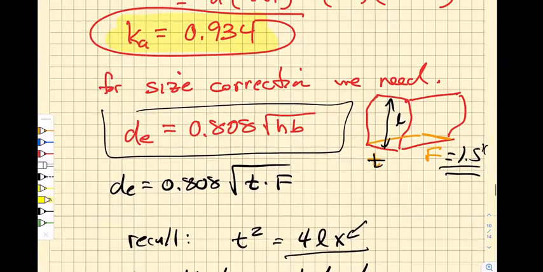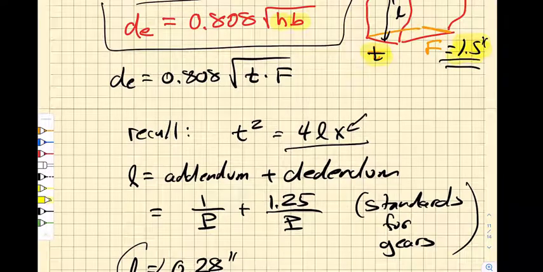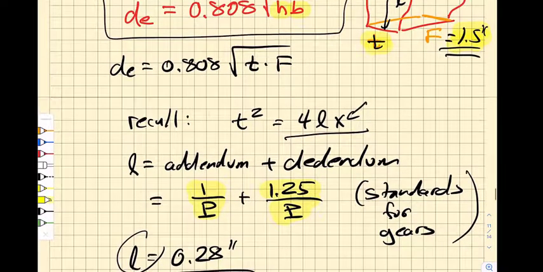For the size correction factor, we need h and b. And so we need t, and we also need F, well, F is the face width. That's easy to figure out. And L, you may recall, is equal to the addendum plus the dedendum, which is standard for gears. And so we know what those things are.